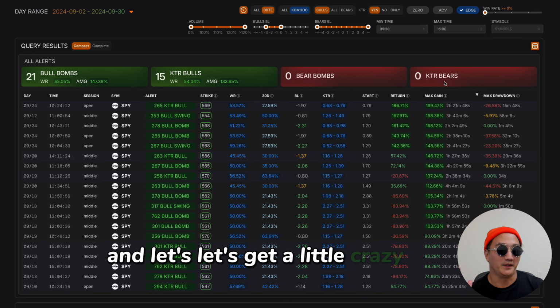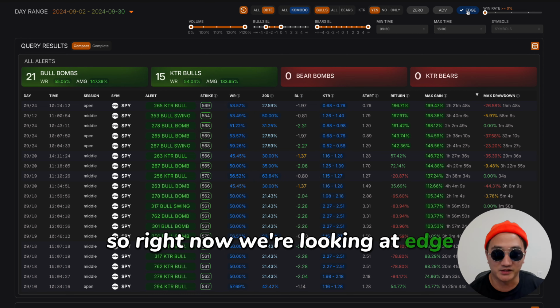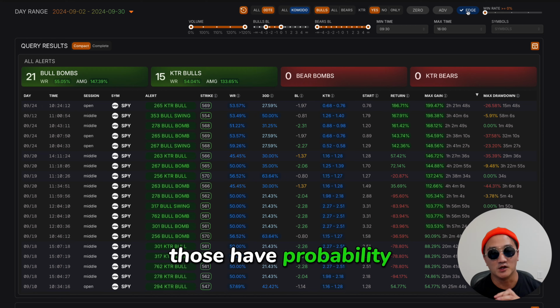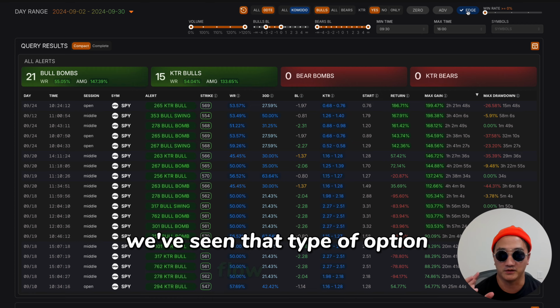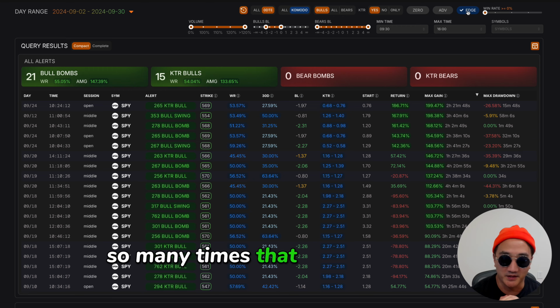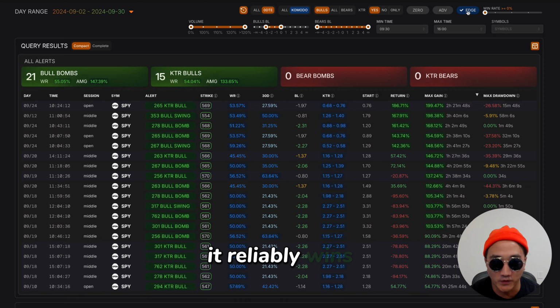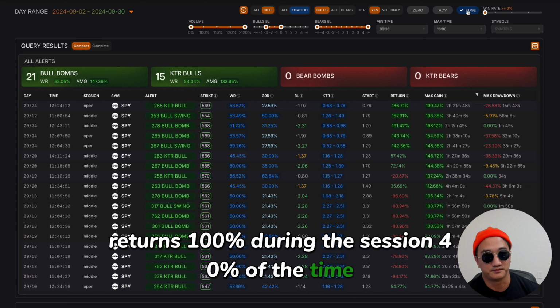And let's get a little crazy here. So right now we're looking at edge alerts. Those have probability. We've seen that type of option flow happen so many times that we can say, hey, it reliably wins, returns 100% during the session, 40% of the time.